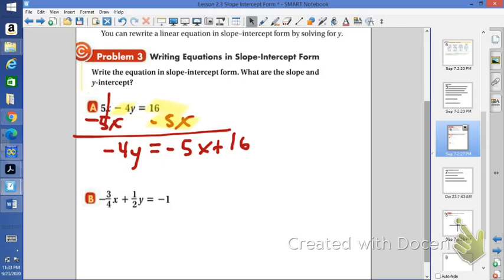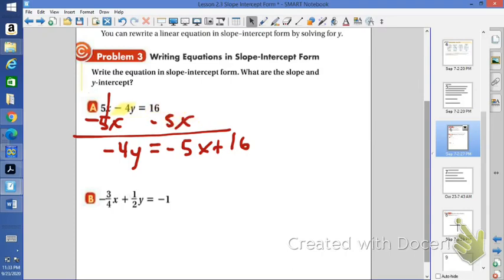Now, it's important that you don't try and combine those. All right, those are not like terms. One is a negative 5x, it has a variable x, and the other one's a constant, it's 16. So don't make the mistake of combining those and saying 11x. That's incorrect. All right, they're not like terms, so you just have to rewrite them.